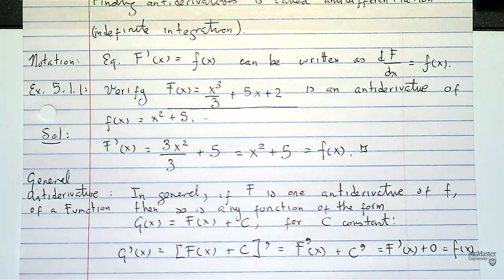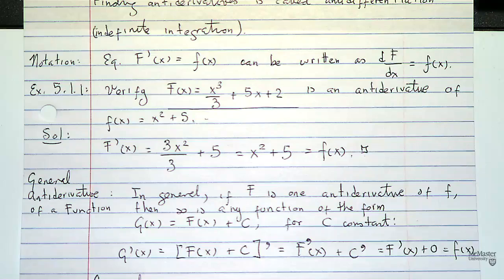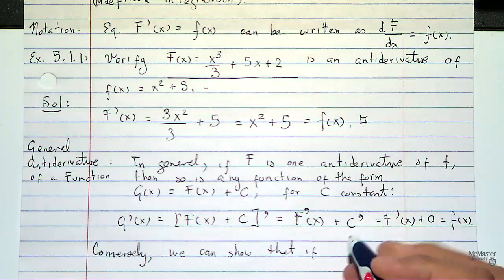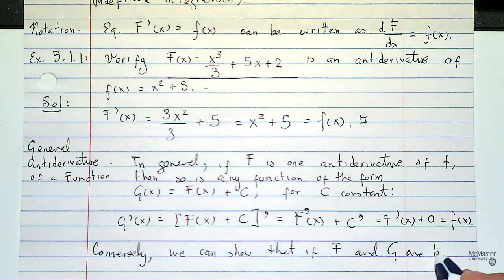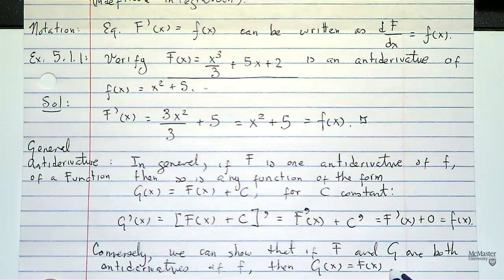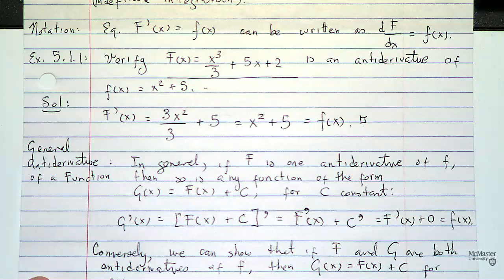Conversely, we can show that if F and g are both antiderivatives of f, then what would happen is that g of x is equal to big F of x plus c for some constant c.